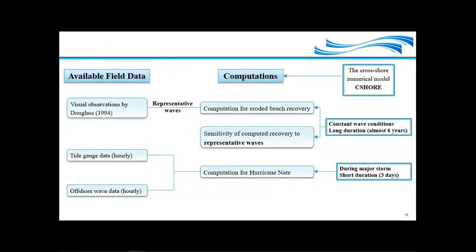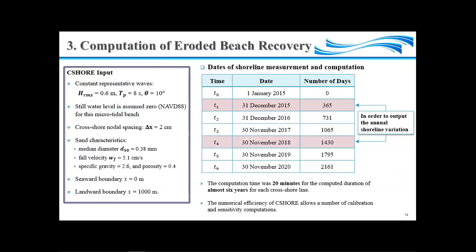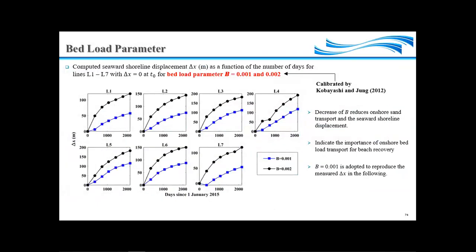Okay. And this is, we did a computation, and then we showed computed results. So this is also calibration. There's a so-called bedrock parameter. If you use two different values, what's the difference? Then this is the shoreline width increase or width change. Then it affects the bedrock parameter. So one reason sediment is coming back is that sediment is pushed onshore.